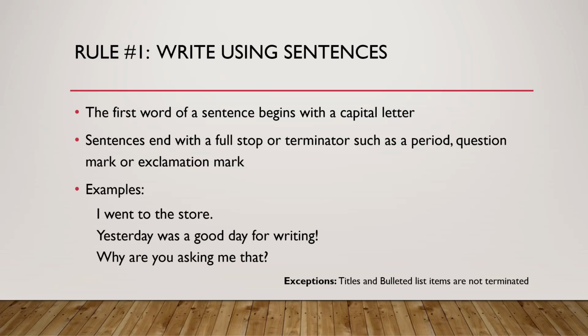Now, exceptions to this are that titles and bulleted items are usually not terminated. So notice the title up at the top, writing using sentences, rule number 1, it doesn't have a period at the end. And these bullet items don't either, but my examples do because they're examples of sentences.